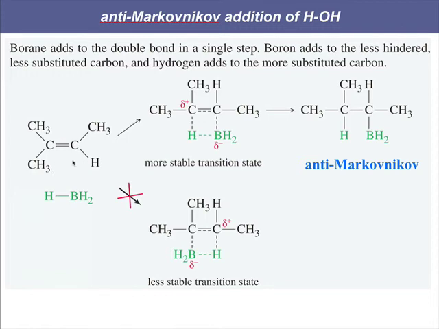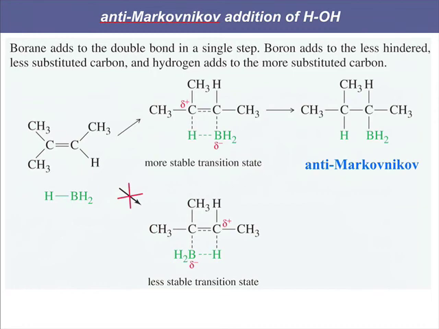But because we want to make more room for the boron, we are going to flip that around. We're going to put the boron on the less substituted side and the hydrogen on the more substituted side. So boron adds to the less hindered, less substituted carbon, and hydrogen adds to the more substituted carbon. That is anti-Markovnikov. H on one side, BH2 on the other. Again, the reaction proceeds in such a way as to give the more stable intermediate.